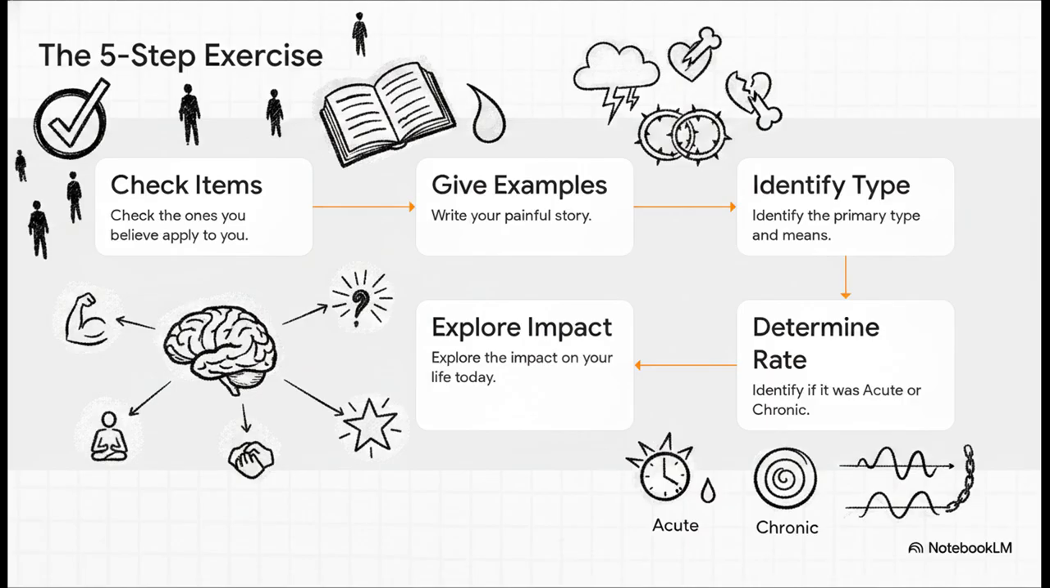Step 4, determine the rate. Label whether this was an acute, single incident, or a chronic, repeated pattern compounding over time. And then finally, Step 5, explore the impact. Really ask yourself how this specific event has altered your belief systems, your self-worth, your coping mechanisms, and your overall well-being today. This is how we bring the past into the present so the real work of healing can begin.